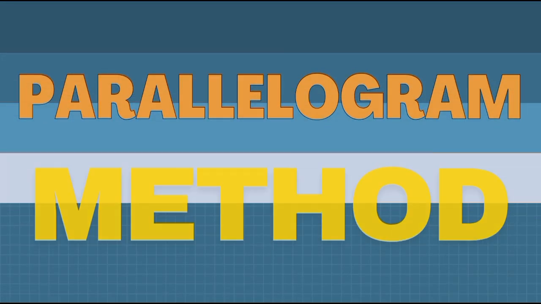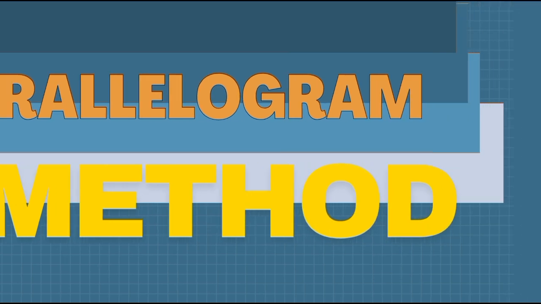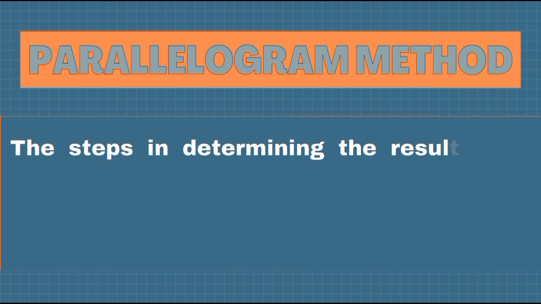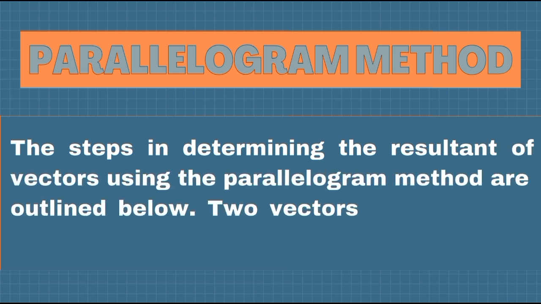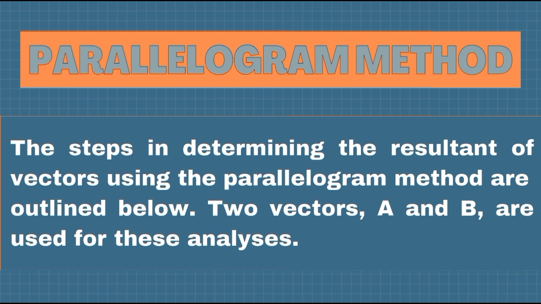Next up is the parallelogram method. The steps in determining the resultant of vectors using the parallelogram method are outlined below. Two vectors A and B are used for this analysis.